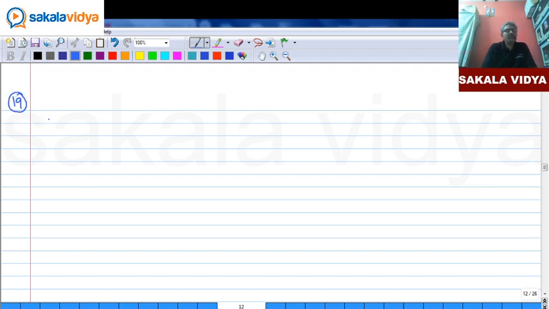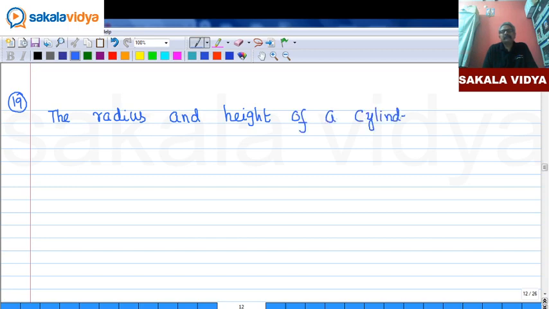Nineteenth question. The radius and height of a cylinder are measured as 5 centimeters and 10 centimeters respectively.